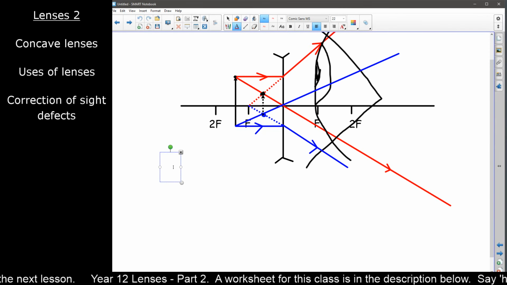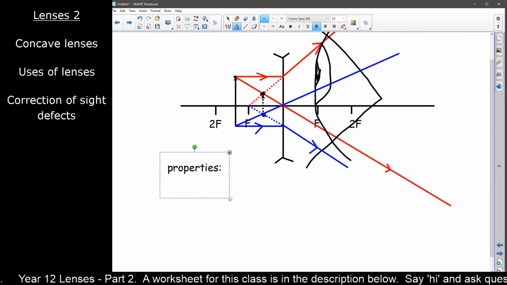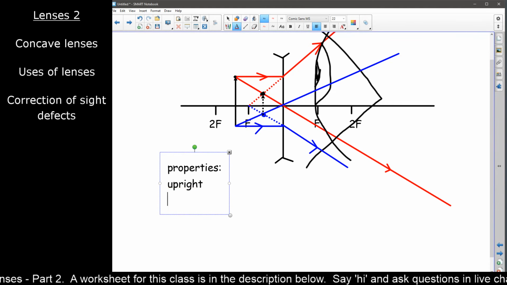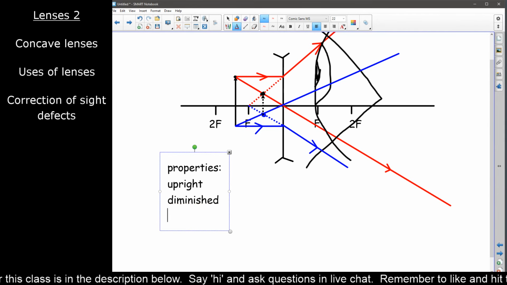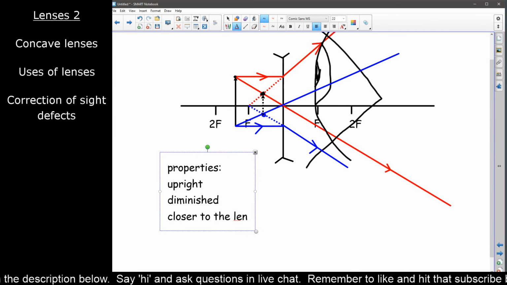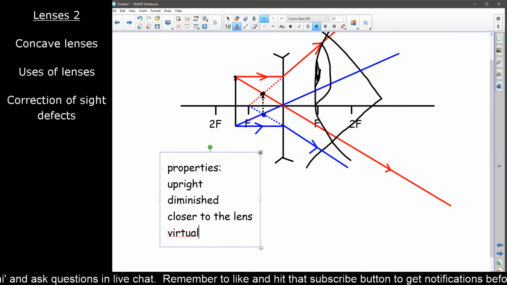And what are the properties of this image? Okay, what can we say about it? Well, we can say that it's upright, unlike most of the other ones that were done on convex lenses, they were inverted. This one is actually upright. It's diminished in this case, so it's smaller. It's closer to the lens. It's been moved from between F and 2F. It's been moved closer to F. And then finally, it is virtual.